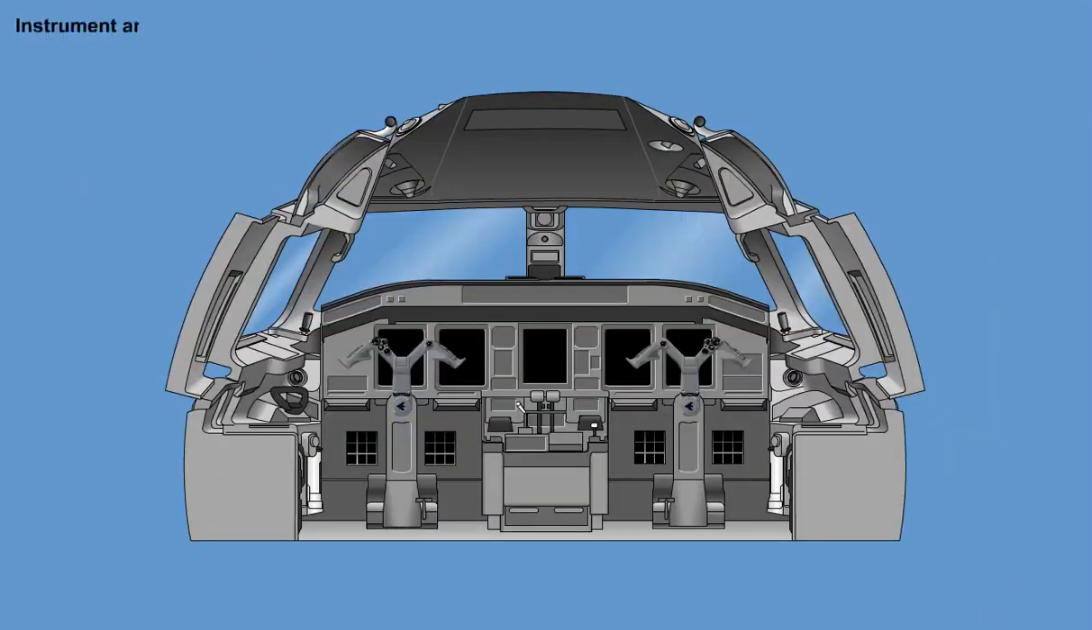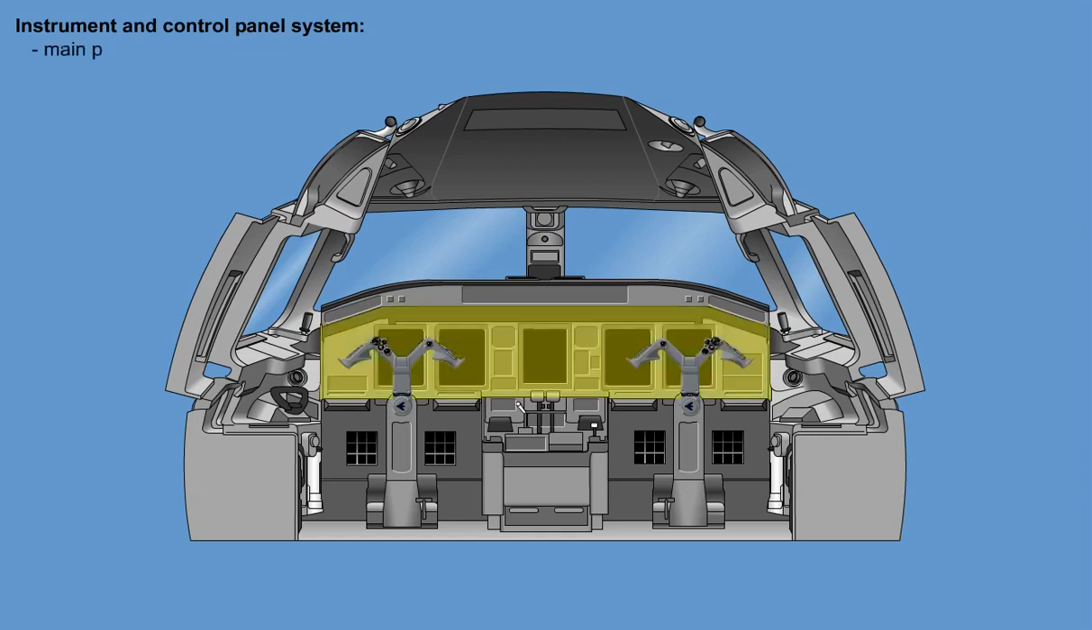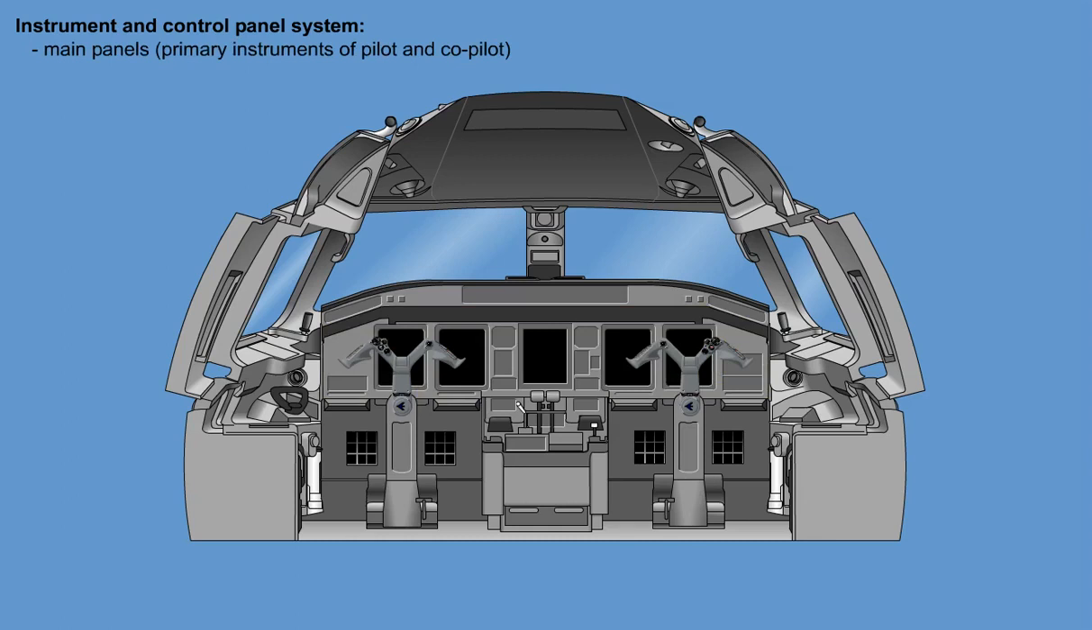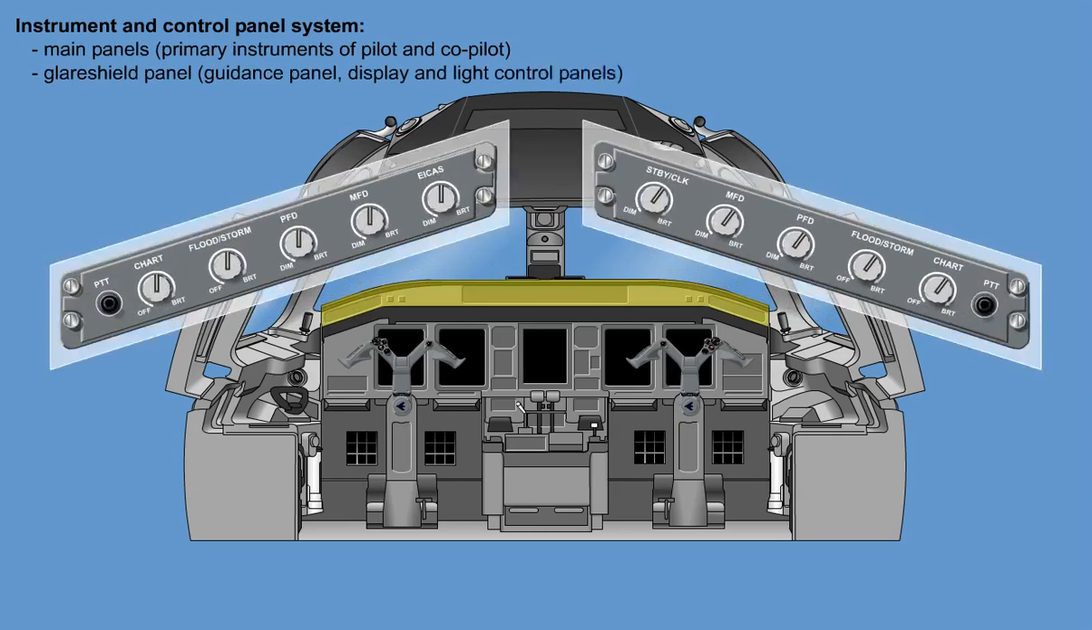The instrument and control panel system includes all fixed or movable panels and their components. The system is divided into several subsystems. The main panels, which include the primary instruments of the pilot and the co-pilot. The glare shield panel, which includes the guidance panel, the display and light control panels.